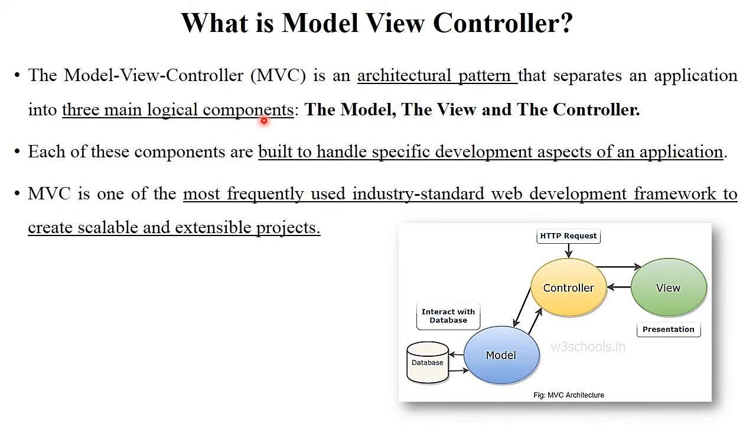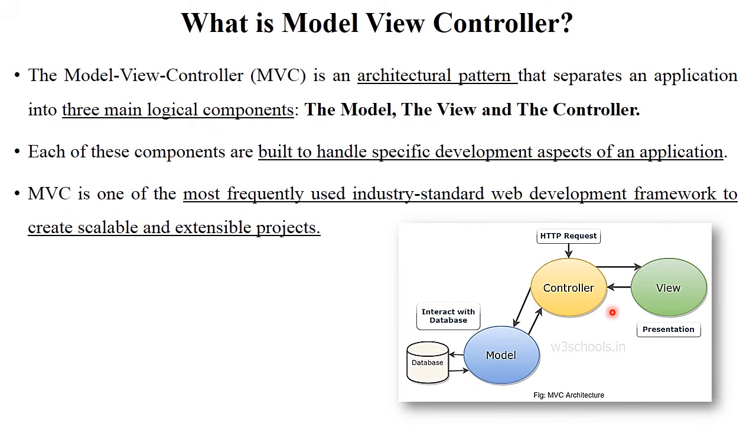While developing a model by using the software development lifecycle, there are three main important architectural patterns and the components of that: the model, the view and the controller. So by using all those components, this model view controller architectural pattern will be designed. Each of these components is built to handle specific development aspects of an application. MVC is one of the most frequently used industry standard web development frameworks to create scalable and extensible projects. So MVC is nowadays used in industries also.